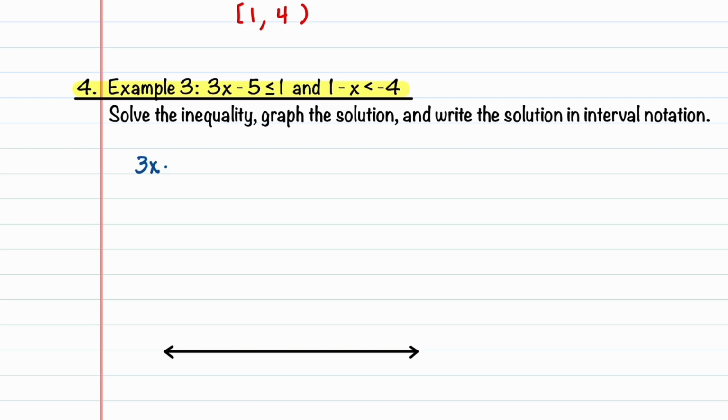This is 3x minus 5 is less than or equal to 1. And then we have an "and" in the middle. And on the right, we have 1 minus x is less than minus 4. Let's start by working on our problem on our left.